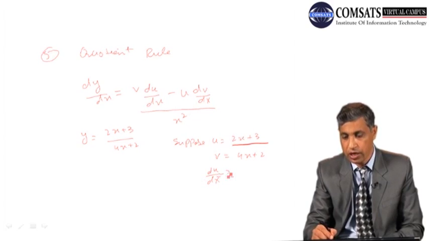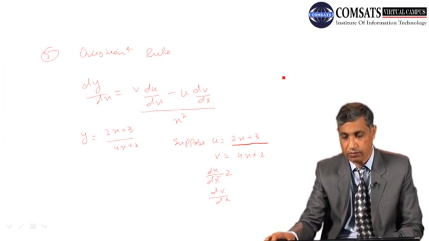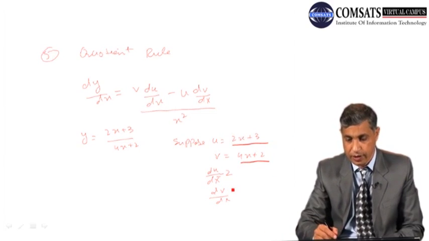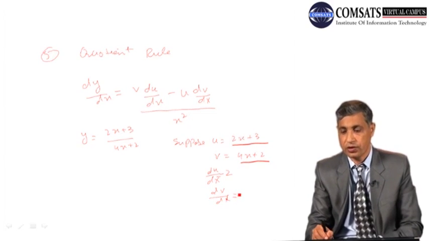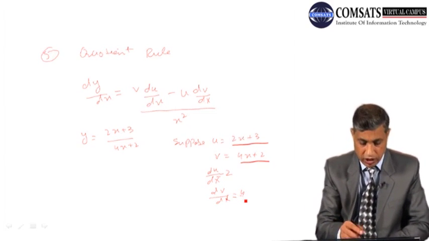It is equal to 2. And dv over dx, I am finding this value from here. So dv over dx is equal to 4. Now I can substitute the value into the above formula.